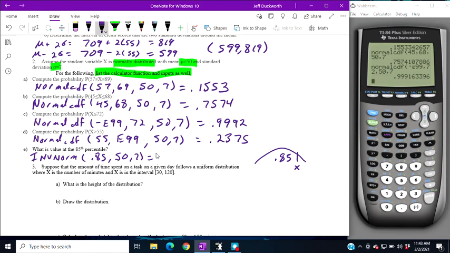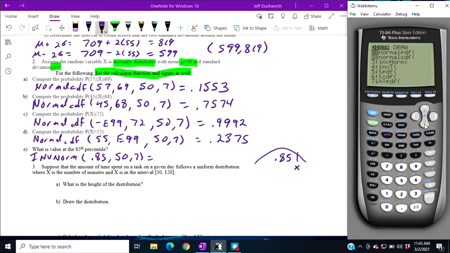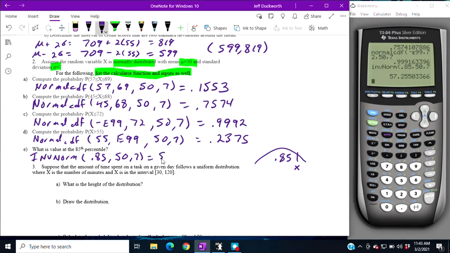And we'll do that in the calculator. Inverse norm is the third option. Second vars, inverse norm, 0.85. Don't tell it 85, that'll be a mess. Comma 50, comma 7. So 57.3 or 57.26. I'm going to go with 57.26.